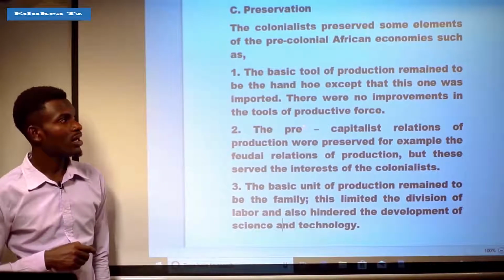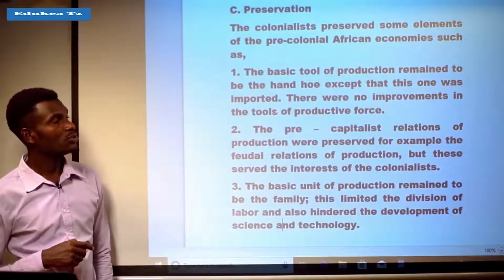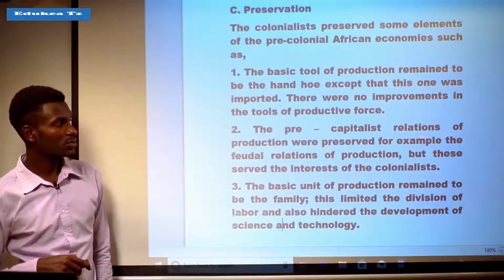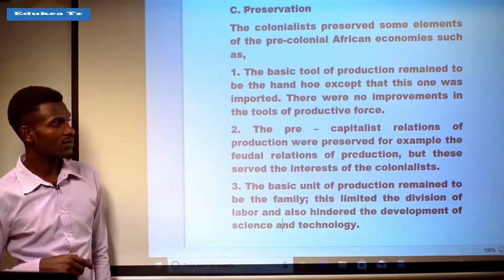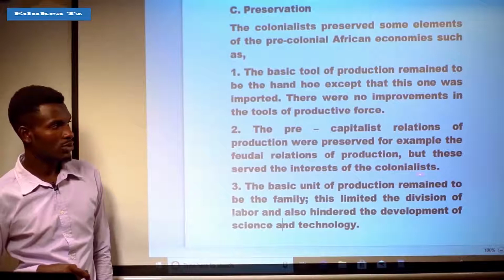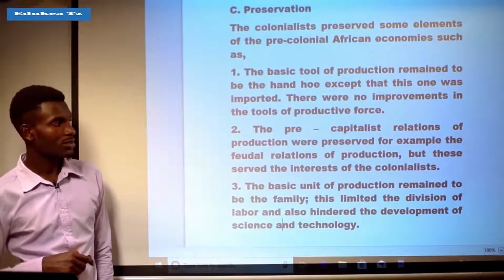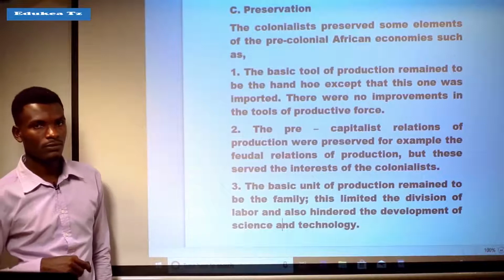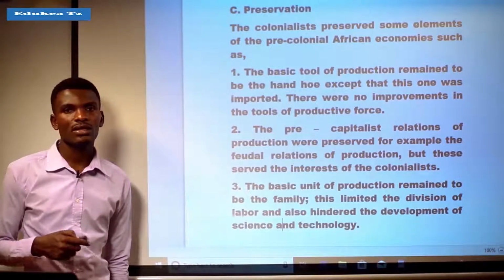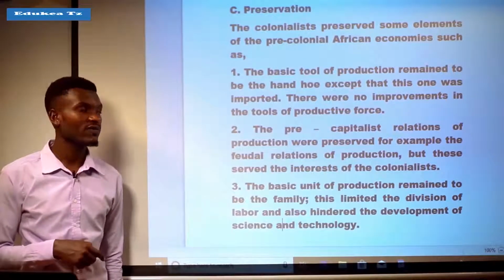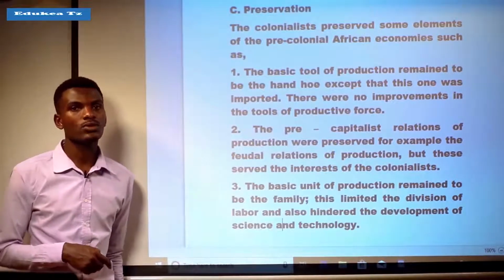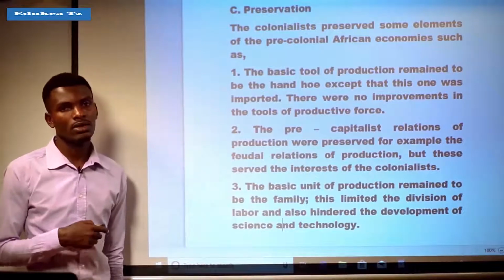Another category that underlined the preservation method was that the pre-capitalist relations of production were preserved. For example, the feudal relations of production, but these served the interests of the colonialists. To mean that the pre-capitalist relations of production were preserved. It means that the relations of production that existed in Africa after the coming of colonialists, they decided to preserve as feudal mode of production. But this mode of production was intended to serve the interests of the colonialists.